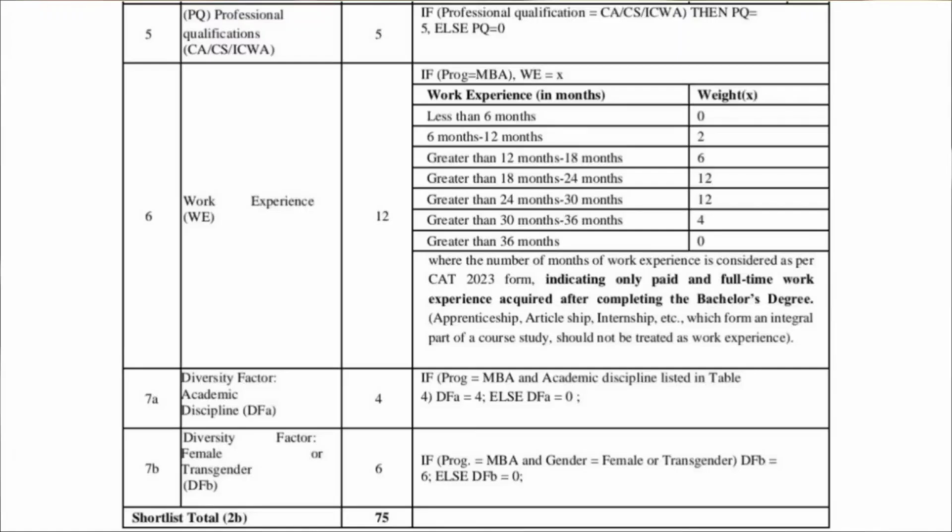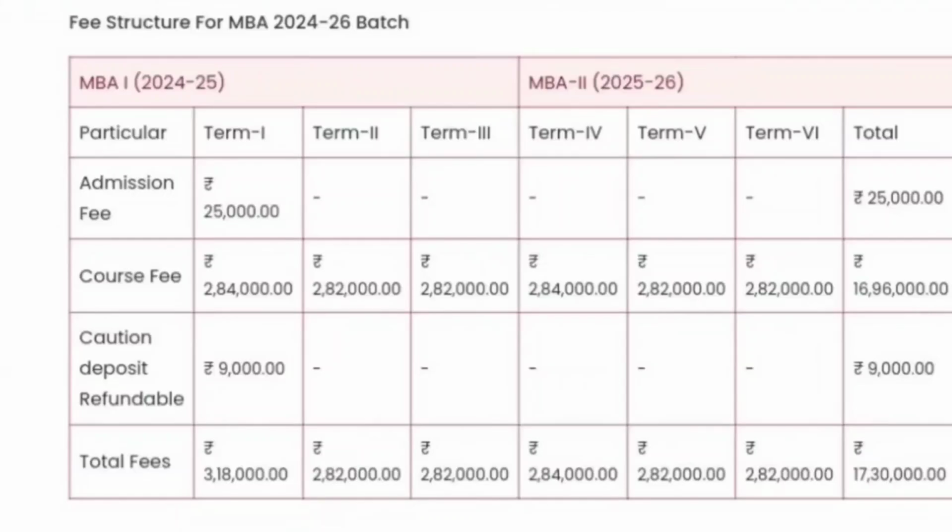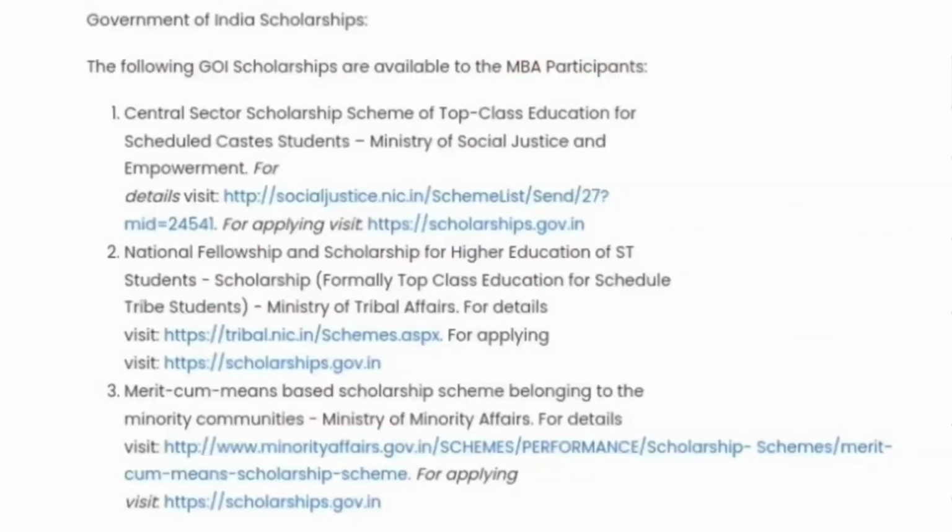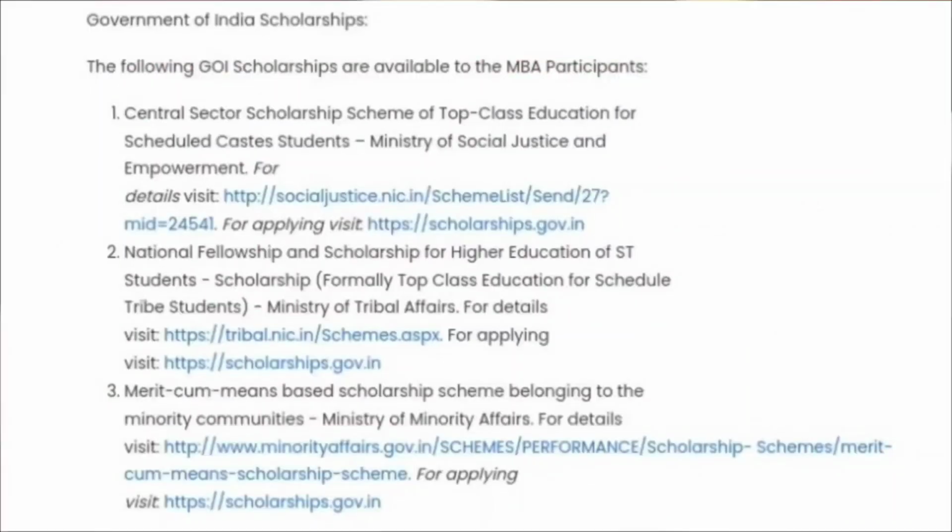Then 4% weightage is given to academic diversity, and 6% weightage is given to gender diversity. If you are a female candidate, you will be awarded 6 marks. If we consider the overall fee structure for the Indian Institute of Management Kashipur, it is nearly 17,30,000 rupees. There are also different scholarships available for IIM Kashipur. There are different Government of India scholarships.